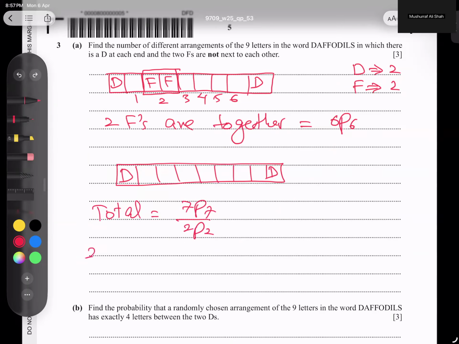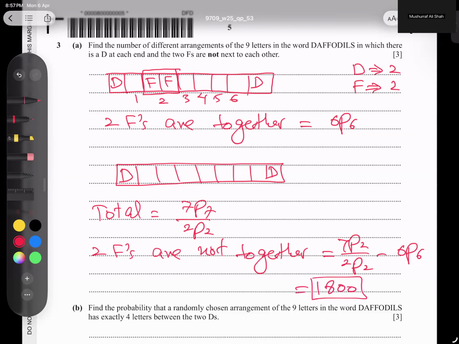And when I say the two F's are not together, I'm going to copy this line and paste it here. So I'm writing the words not together. So I will subtract this, but from where? From here, 7P7 over 2P2, the total options. If I subtract 6P6, the answer turns out to be 1800. I think the idea is very clear.